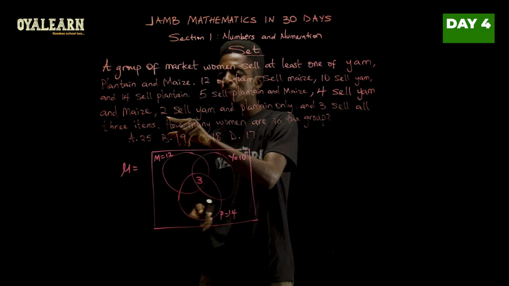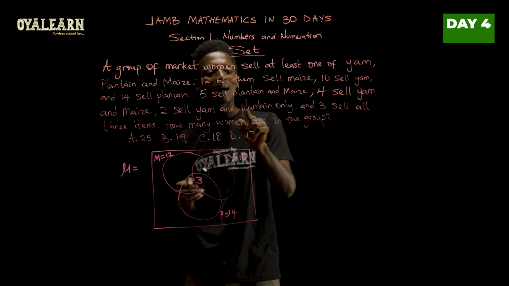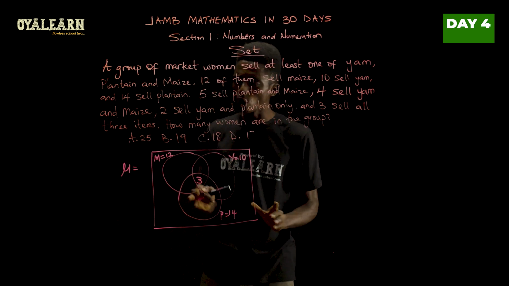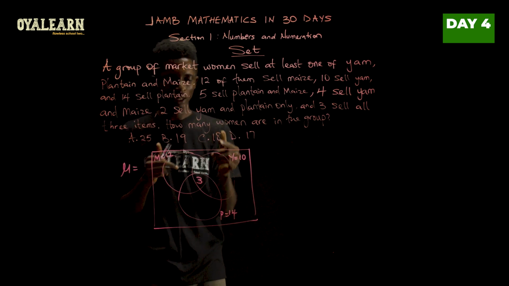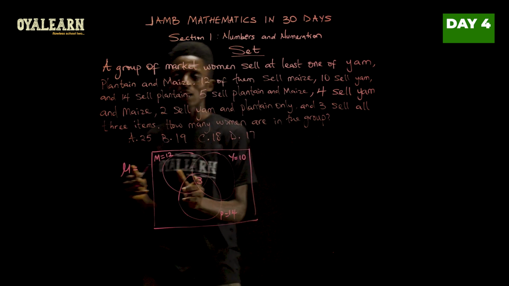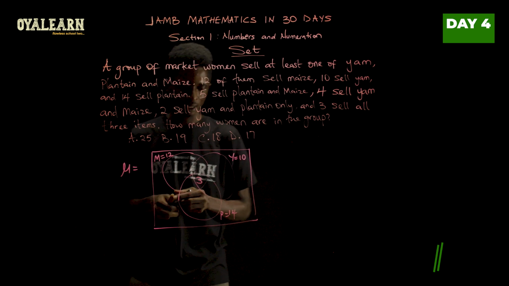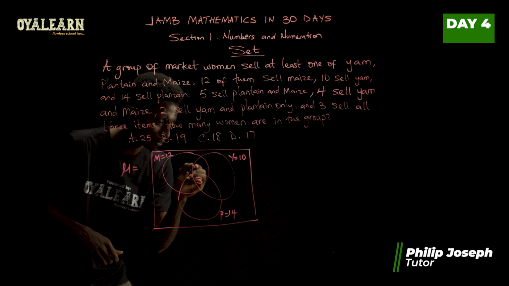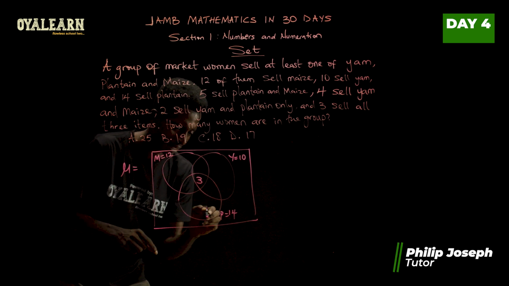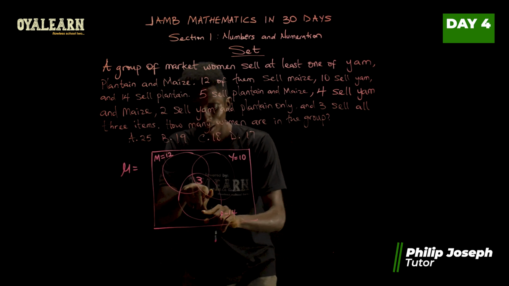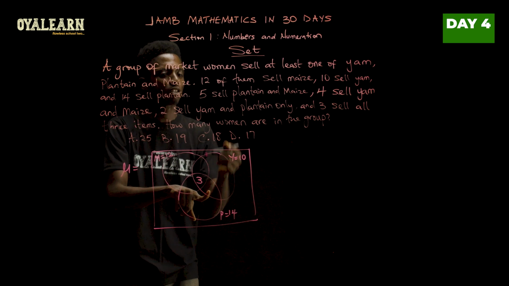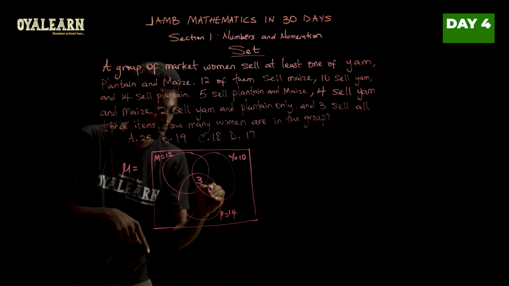Now, this part says 2 sell yam and plantain only. That is, we have to look for the part that only consists of the circle for yam and the circle for plantain. Now, looking at this circle for yam and this circle for plantain, you see that this point only joins yam and plantain together. So that will be the point where we put 2.